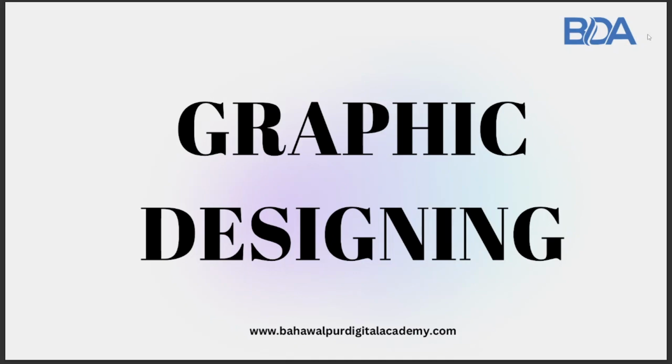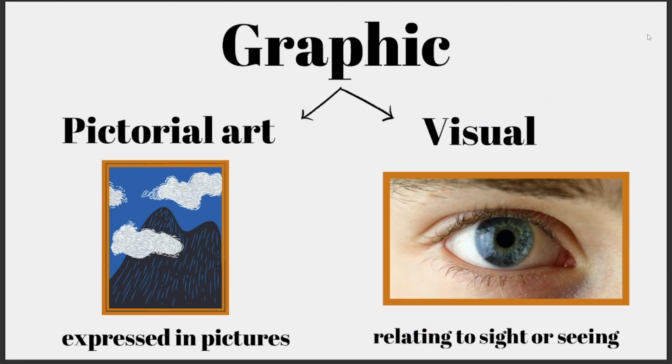So let's begin our course with a little introduction to it. Now I will guide you through what is design. The word graphic means pictorial art. Pictorial art is anything that is expressed in the form of pictures, and it is also something that is visual. Visual means anything that is related to sight or seeing.